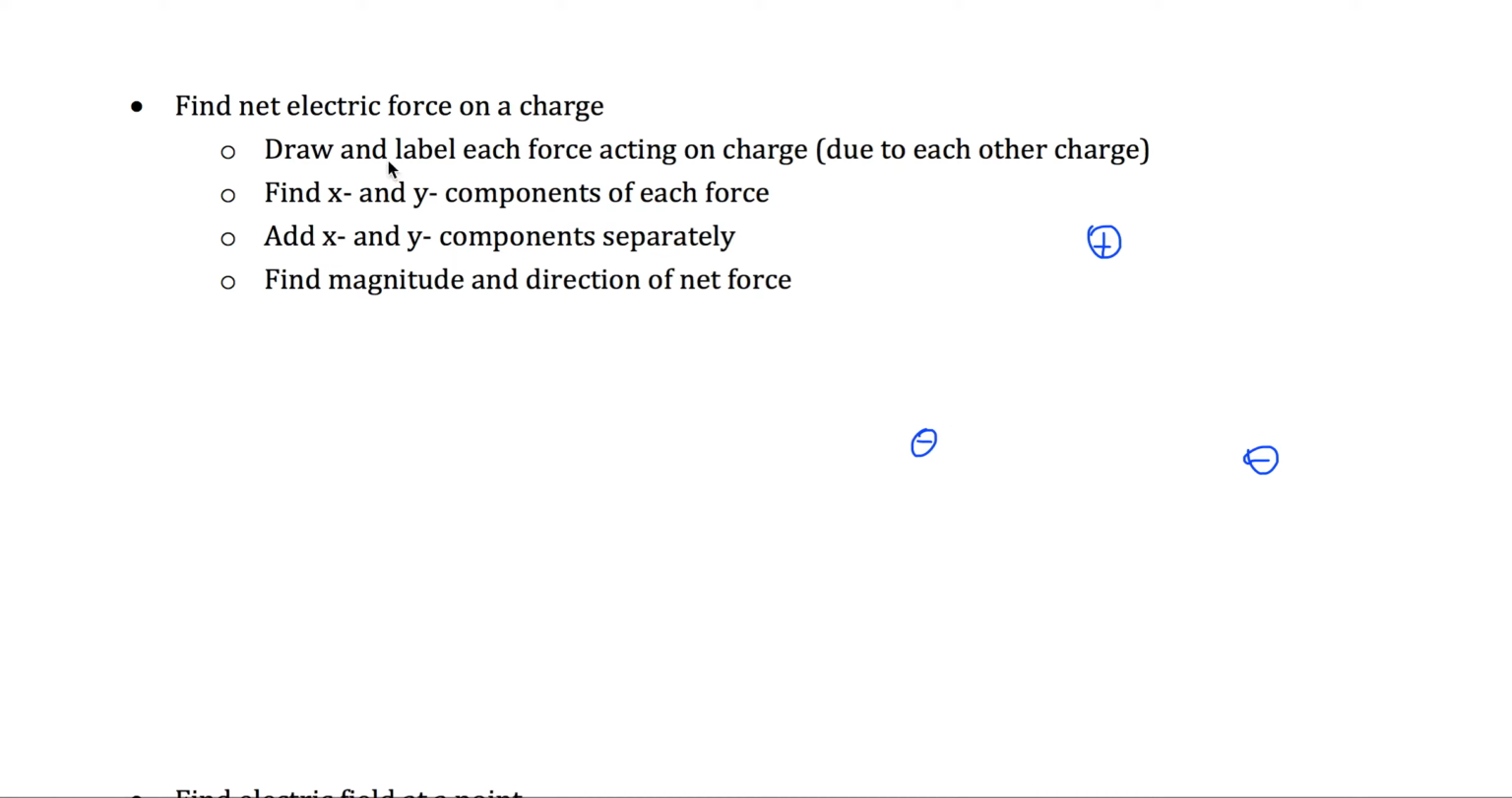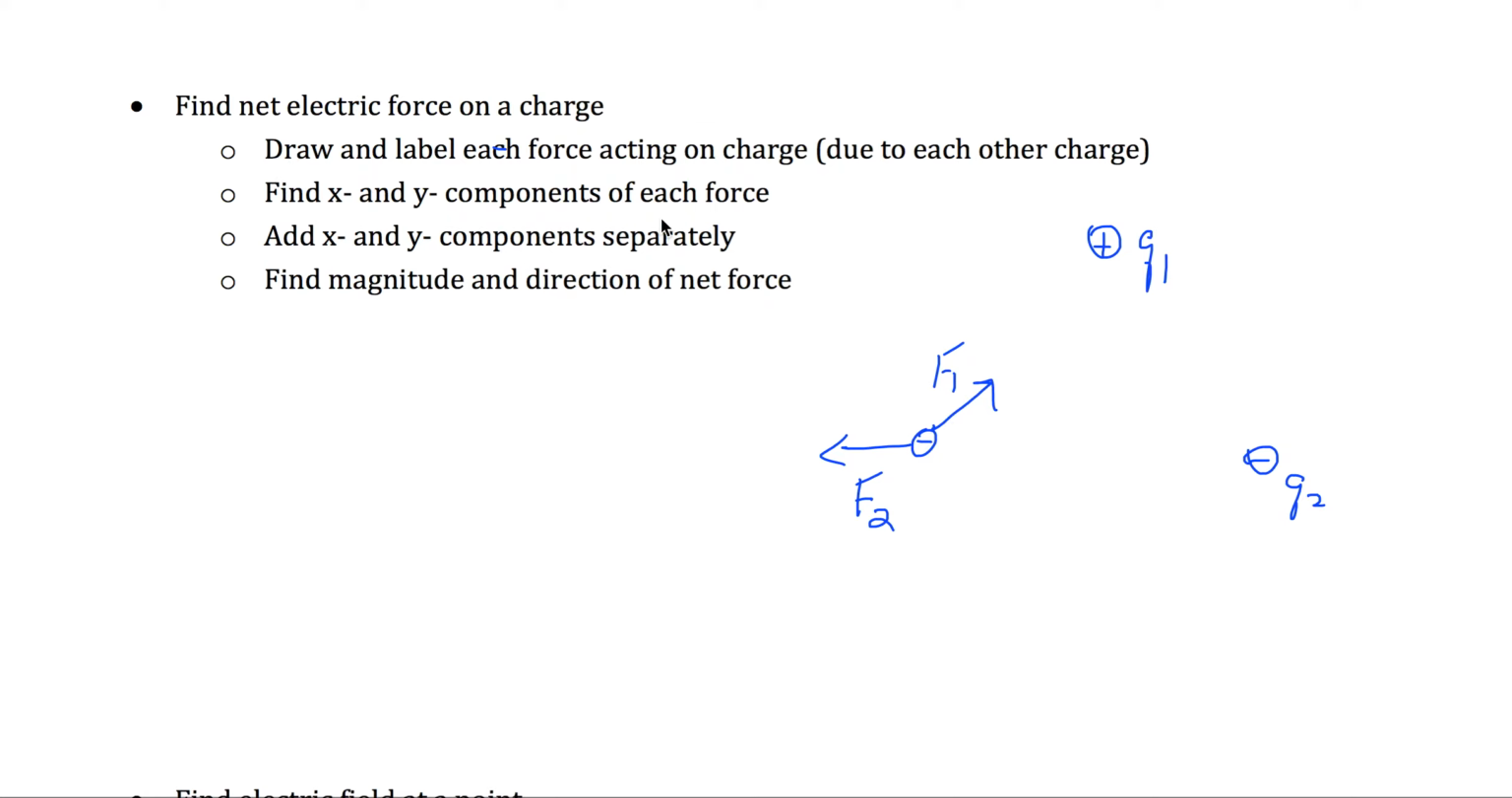So draw and label each force acting on this charge. We're asked about this charge. So these 2 charges would attract because they're opposites, so you draw a force this way. And let's say that this is Q1, so this would be force 1. And let's say this is Q2. And then these 2 charges repel, so you would draw a force this way, and let's call it F2. So that's what this first bullet is saying.